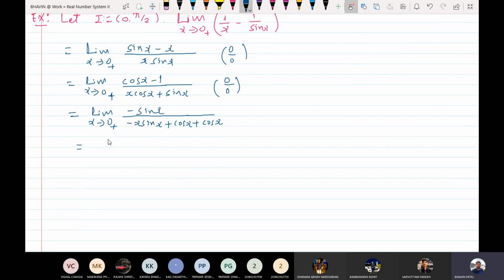Now if you take x equal to 0, numerator is 0, but now look at this. Here x into sin x, this term is 0, but cos 0 is 1. So 1 plus 1 is 2. So the answer is 0 by 2, so 0. So what is the limit? Limit x tends to 0 plus 1 upon x minus 1 by sin x, the limit is 0.